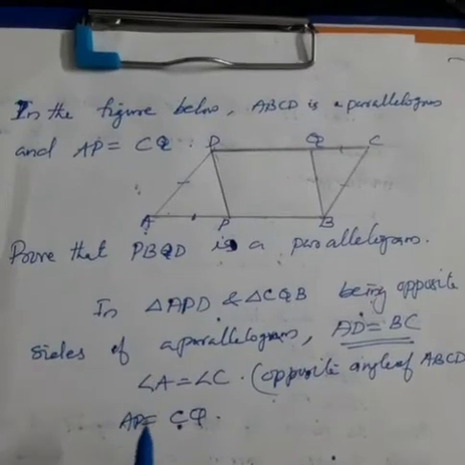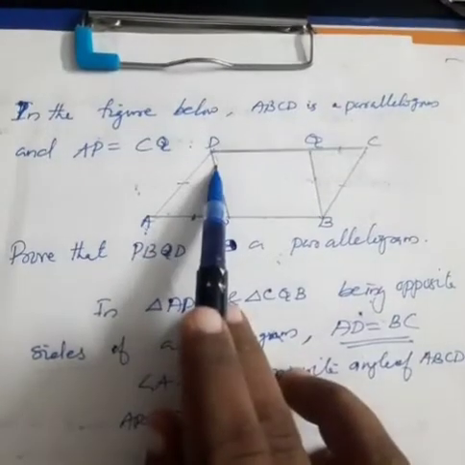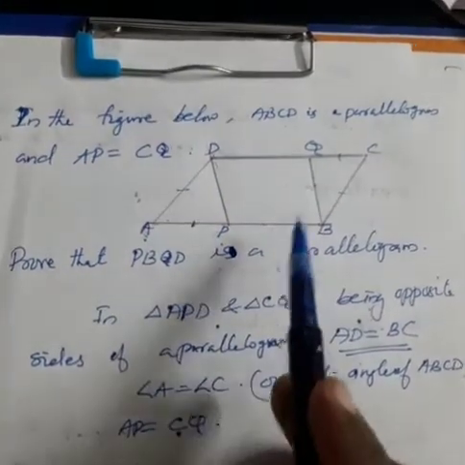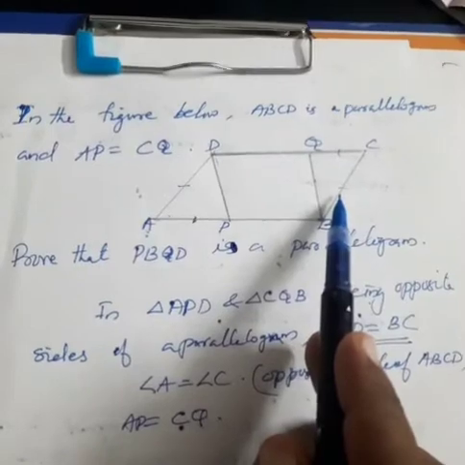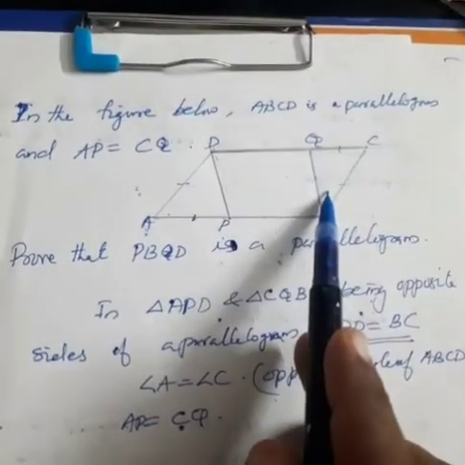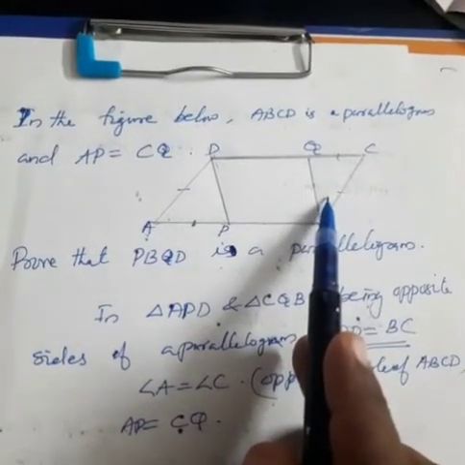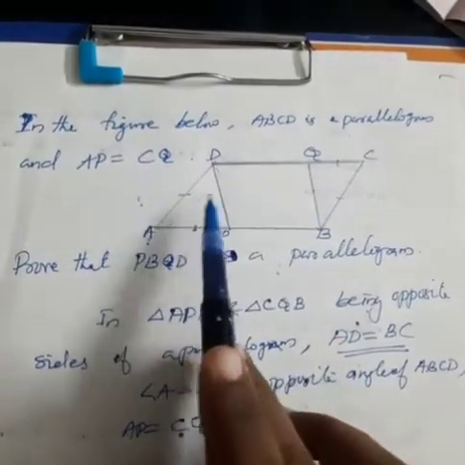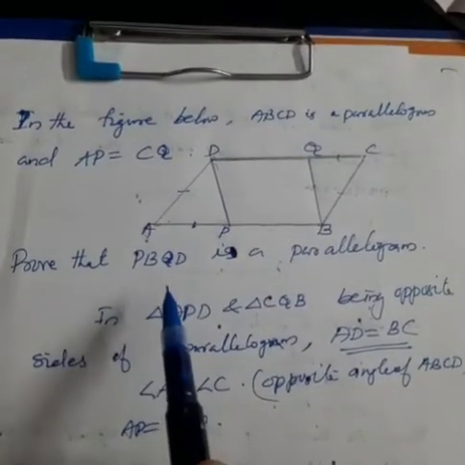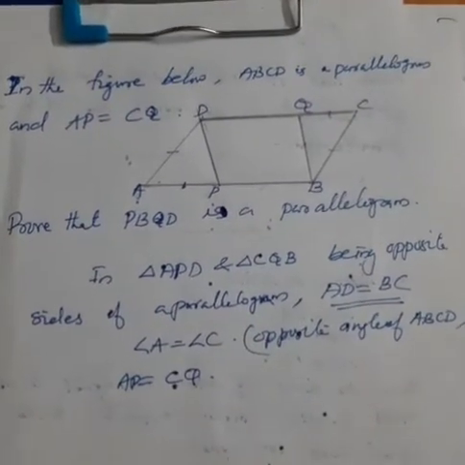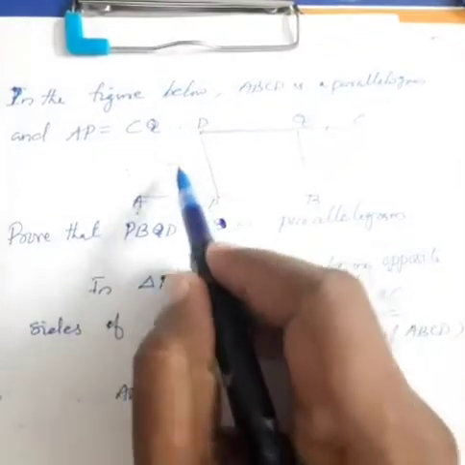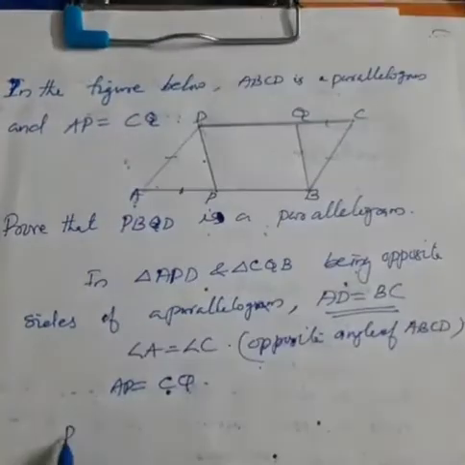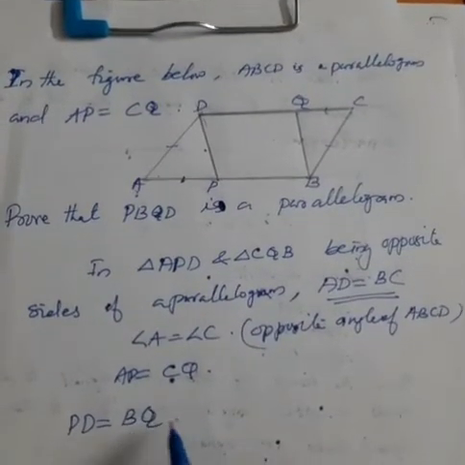If two sides of triangle APD and the angle made by them are equal to the two sides of triangle CQB and the angle made by them, then the third sides of the triangles are also equal. So using that principle, we can write the third side of this triangle is, here is PD, here it is BQ. PD is equal to BQ.